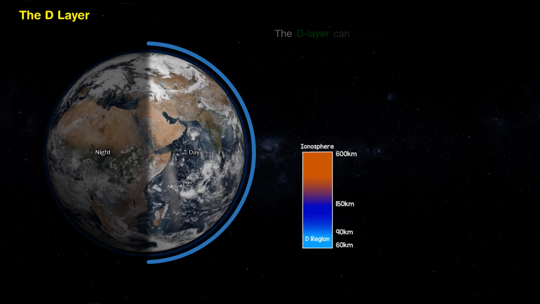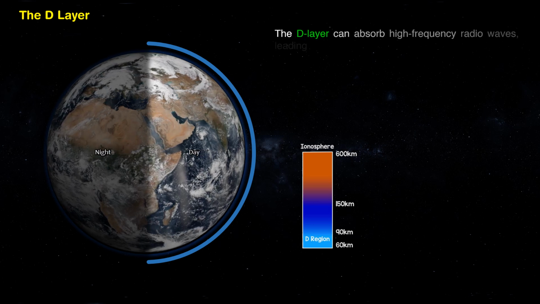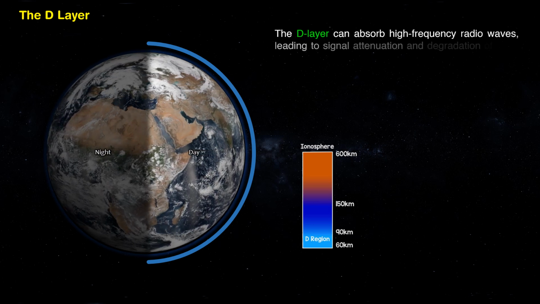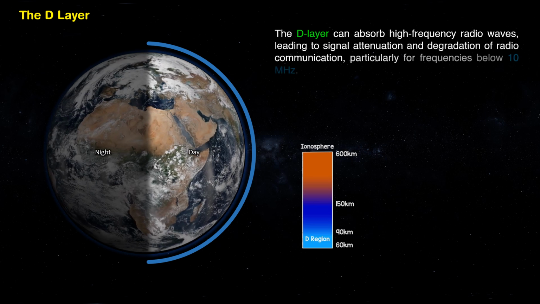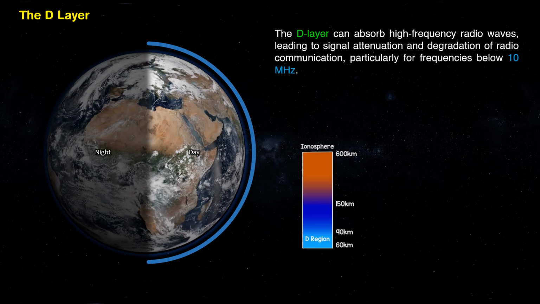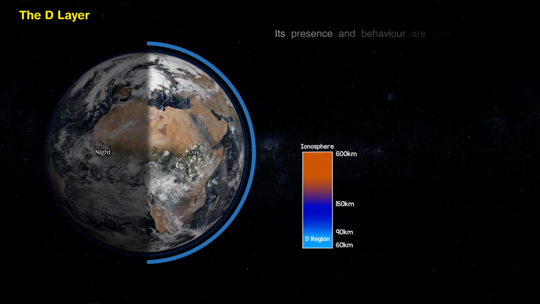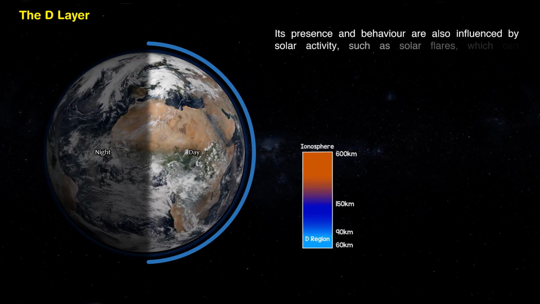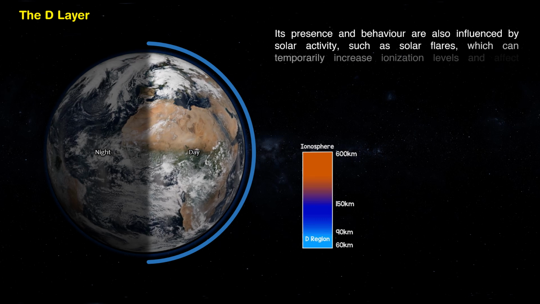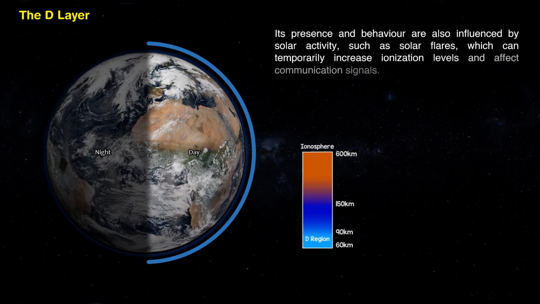The D layer can absorb high-frequency radio waves, leading to signal attenuation and degradation of radio communication, particularly for frequencies below 10 MHz. Its presence and behavior are also influenced by solar activity, such as solar flares, which can temporarily increase ionization levels and affect communication signals.